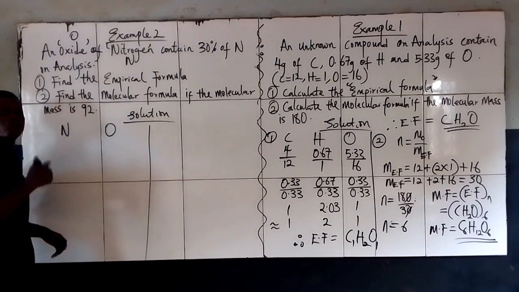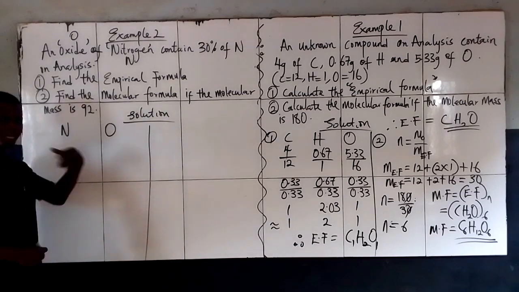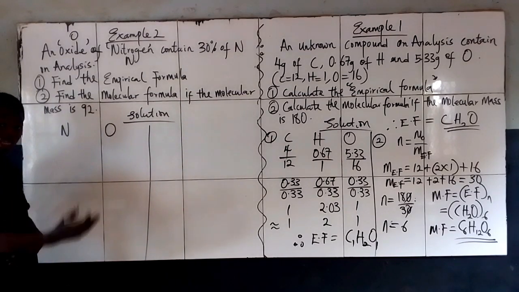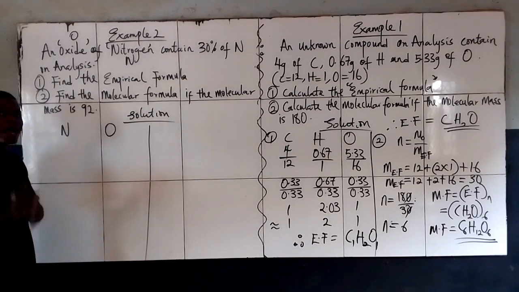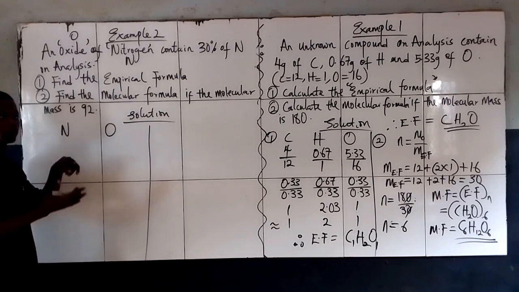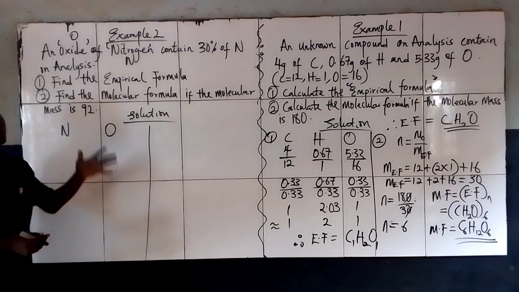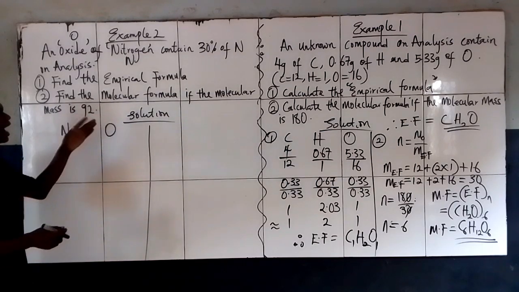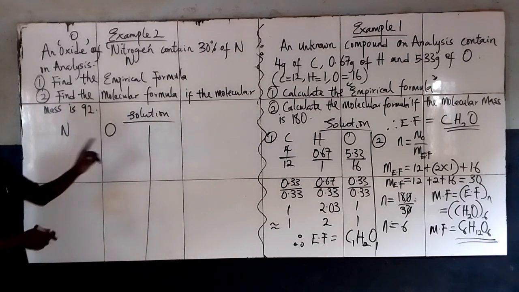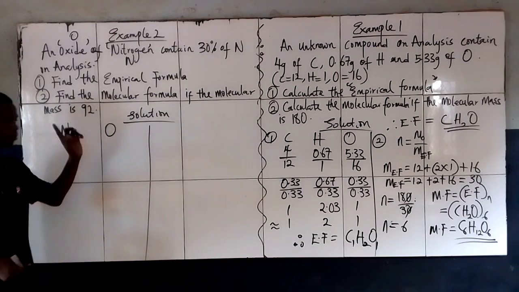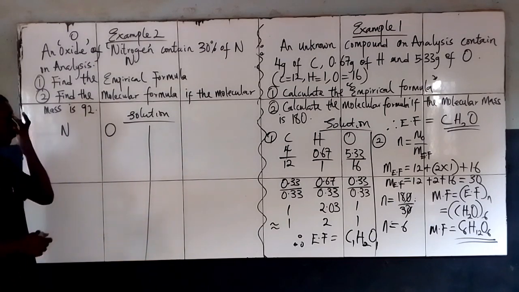If it was a fluoride of nitrogen, it means that there will be nitrogen and there will be fluorine. If it was a chloride of nitrogen, it means that there will be nitrogen and there will be chlorine in the compound. So we are going to be finding the empirical formula and the molecular formula. And mind you, they gave us the molecular mass. So let's solve for the empirical formula.